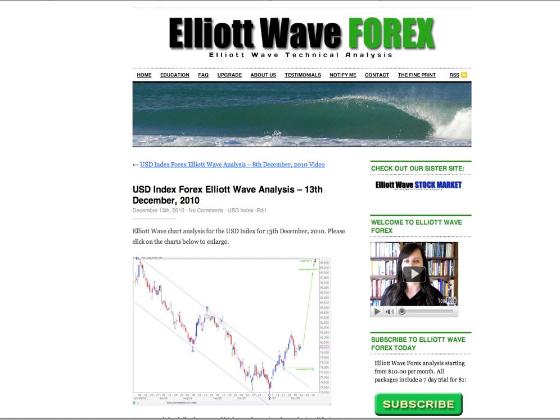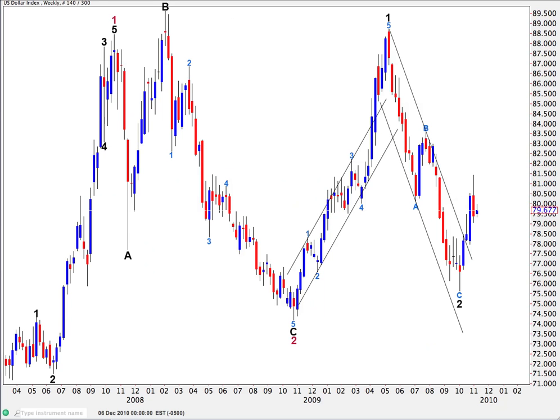Before I jump in, here's a big picture look on a weekly chart for the US dollar going back to early 2007. I have this all within a cycle degree C wave to the upside. We have a primary 1, an expanded flat A, B, C correction for primary 2, and now the dollar is within a primary third wave to the upside.